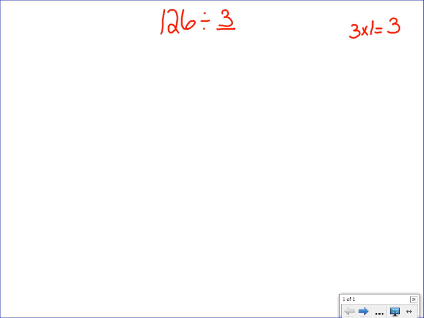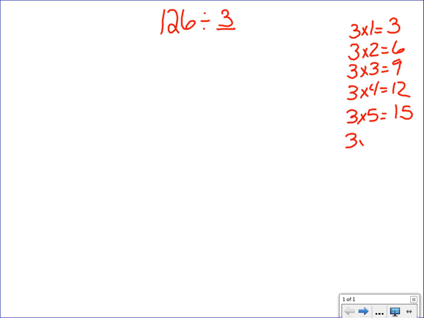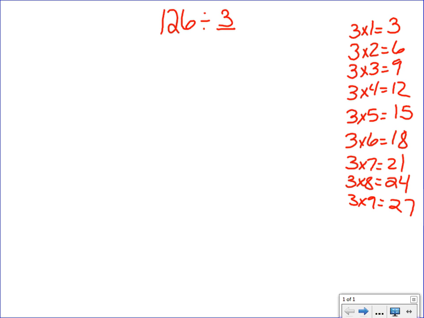So I'm going to go 3 times 1 equals 3. 3 times 2 equals 6. 3 times 3 equals 9. 3 times 4 equals 12. 3 times 5 equals 15. 3 times 6 equals 18. 3 times 7 equals 21. 3 times 8 equals 24. 3 times 9 equals 27. And 3 times 10 equals 30.